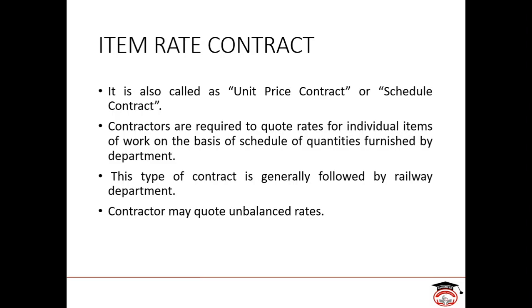In this type of contract, contractor may quote unbalanced rates. So that is one of the disadvantages of this item rate contract. What is unbalanced rate? For items which are likely to be exceeded, contractor may quote higher rates, and the items which are going to be decreased as per his gut feeling or his understanding, he may quote lower rates. So the rates may be unbalanced.